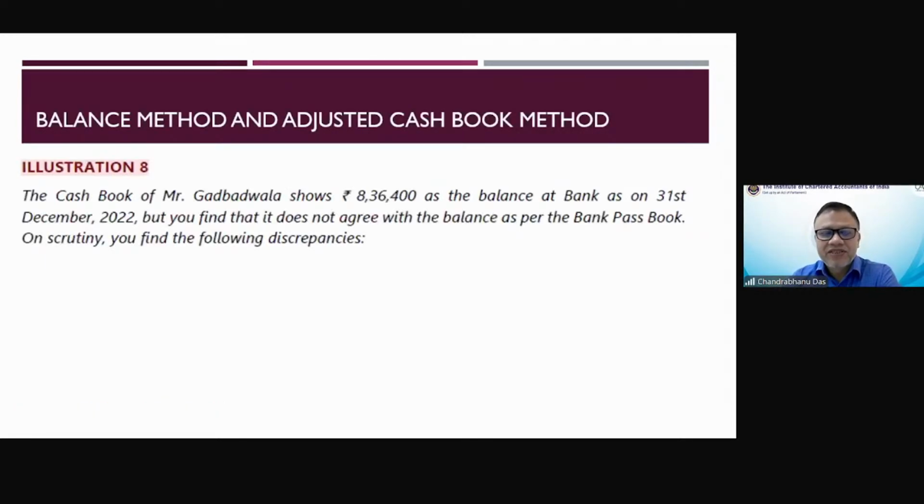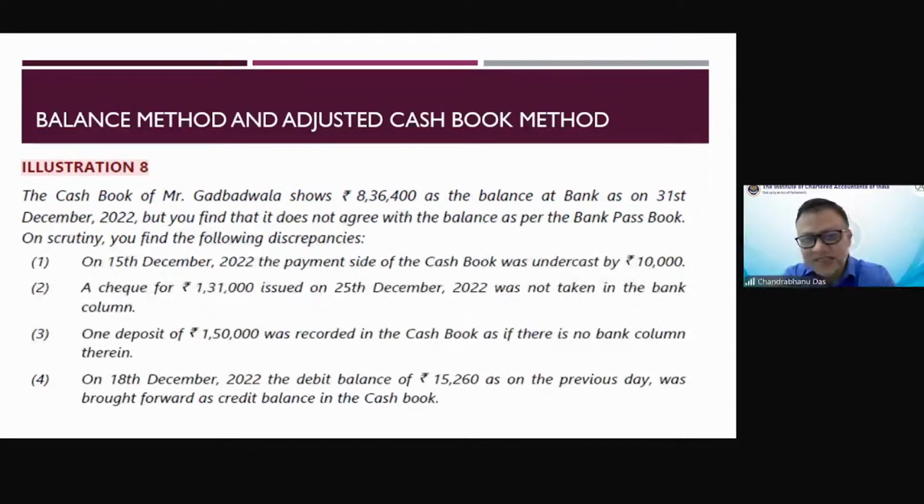So we will see this balance method, not a plus minus, the balance method, and how the adjusted cash book method is going on. This is one of your book problems, illustration 8. This is Garbadwala, whose balance is 8,36,400 as on 31st December 2022. But you find that it does not agree with the balance as per the bank passbook. And when there is a scrutiny, it is not agreeing with the balance. Of course, it is not agreeing.